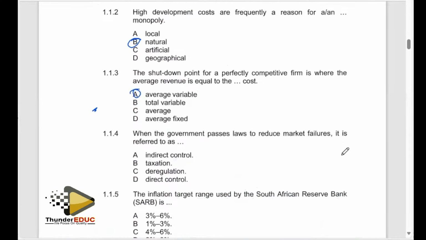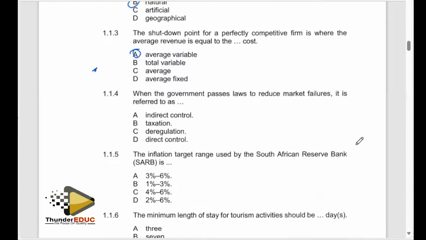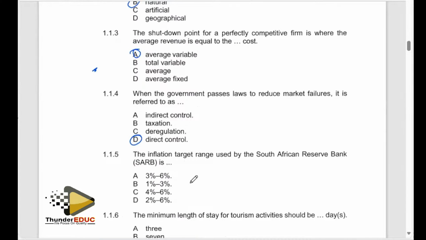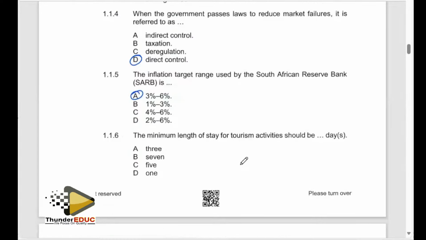Okay, right. So now let's move on to 1.1.4. When the government passes laws to reduce market failures, it is referred to as a direct control. So our appropriate answer in this regard is going to be D. Okay, right. 1.1.5, the inflation target range used by the South African Reserve Bank is 3 to 6, which is option A.